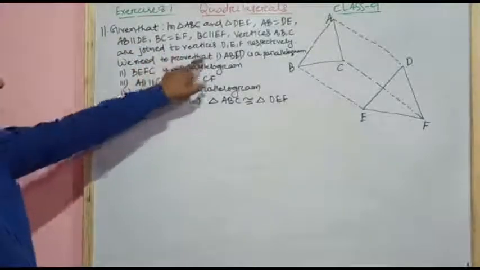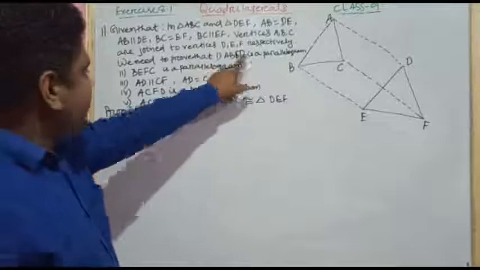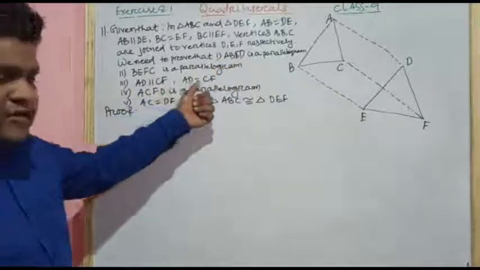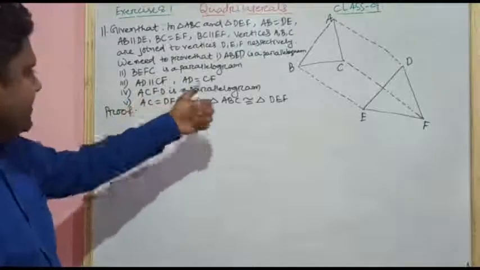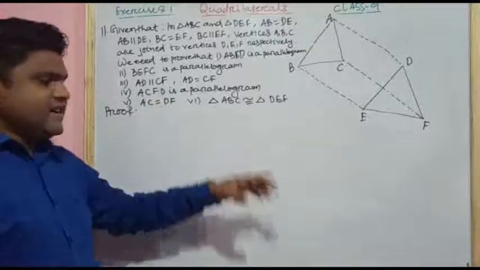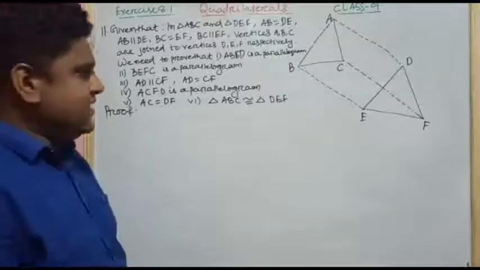that first one, ABED is a parallelogram, BEFC is a parallelogram, AD is parallel to CF, AD equal to CF, ACFD is a parallelogram and AC equal to DF, triangle ABC is congruent to triangle DEF.